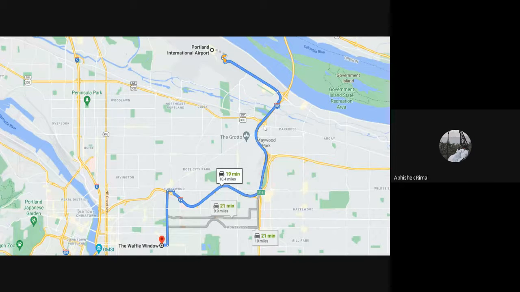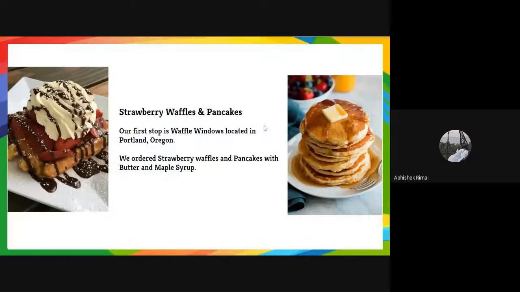So we took a cab from the airport, and the cab took us to the Waffle Window in like 19, 20 minutes. It was a really quick ride. After reaching there, after doing some research on Google, we found out that they serve really good waffles and pancakes. I mean, as the name suggests, Waffle Window, obviously their waffles must be good. So we decided to order some waffles and pancakes.